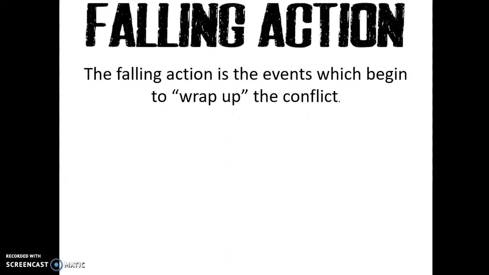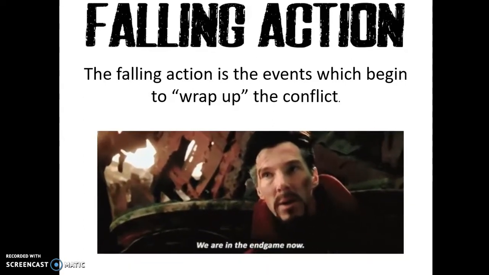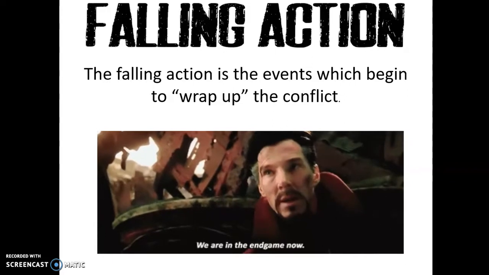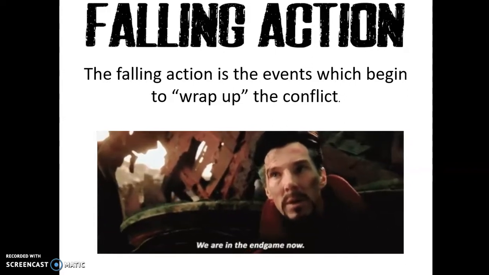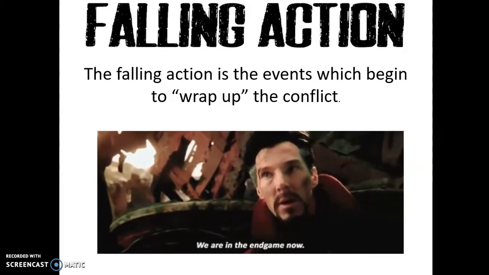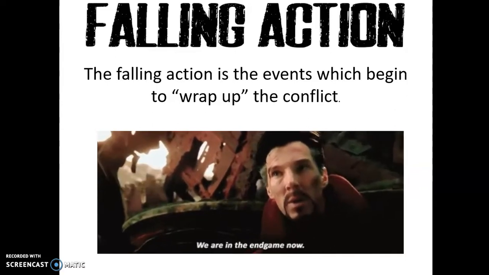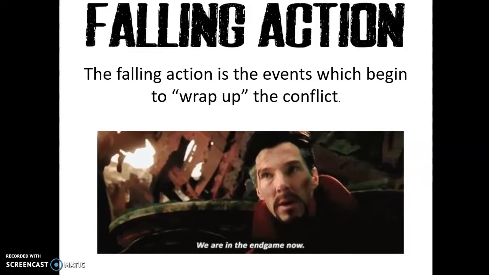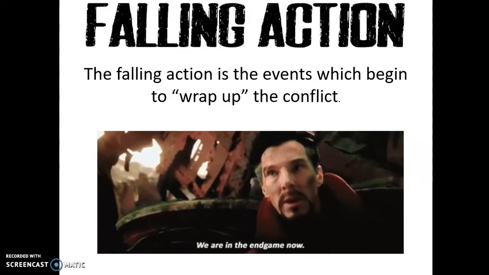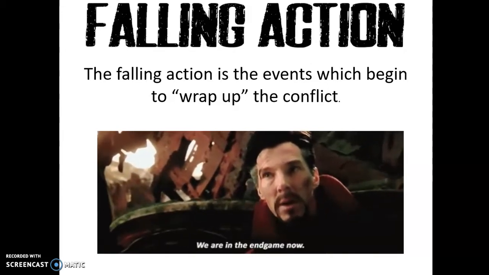As we get to the climax, which is a very intense part of the story, we then head into the falling action. Falling action is the events which begin to wrap up the conflict. So the conflict has been shared, the conflict is occurring between characters. Now we need to figure out how to solve that conflict. We're closer to the end than we are the beginning. Again, with the roller coaster, we've gone up, we've turned, now we're heading back down at a very fast speed, but we know that we're coming to an end soon.